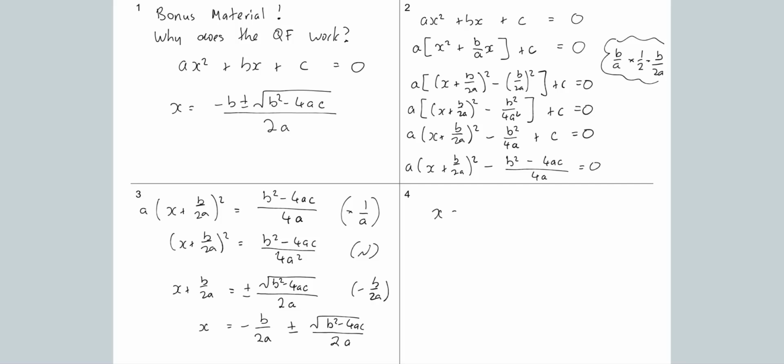I'll have x is equal to negative b plus or minus, I'll need to bring that up into the fraction, the square root of b squared minus 4ac all over 2a. And that is the quadratic formula. That's how it's worked out.